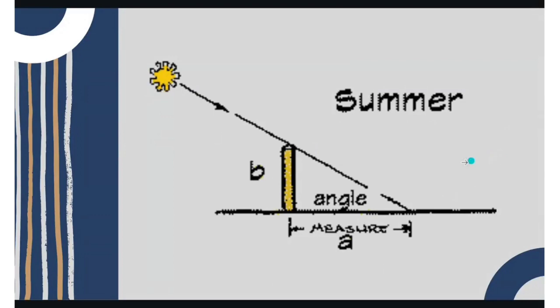The yellow standing figure is the sign post or fence. B is the height of the fence, and A is the measure of the shadow created by the sun. You divide them, B divided by A. And then using a calculator, we get their tangent.